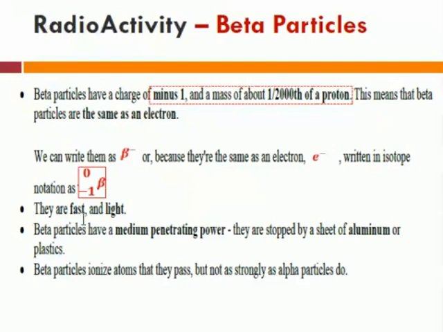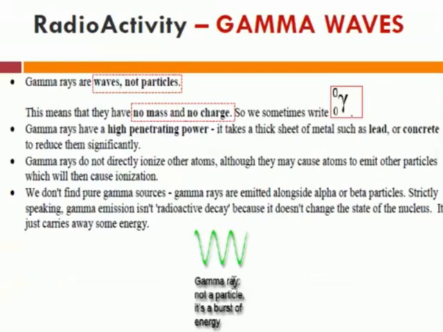They are fast and light. Beta particles have a medium penetrating power. They are stopped by a sheet of aluminum or plastics. Beta particles ionize atoms that they pass but not as strongly as alpha particles do.